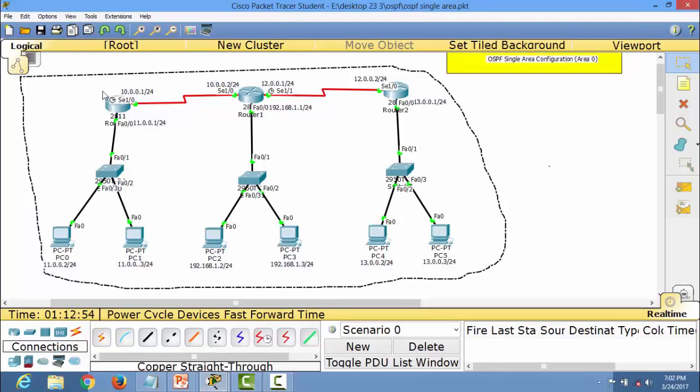Sorry, this particular router has one neighbor, that is this one, connected on this particular interface, IP is 10.0.0.2 and the router ID is 192.168.1.1. I think it should be clear to you now.